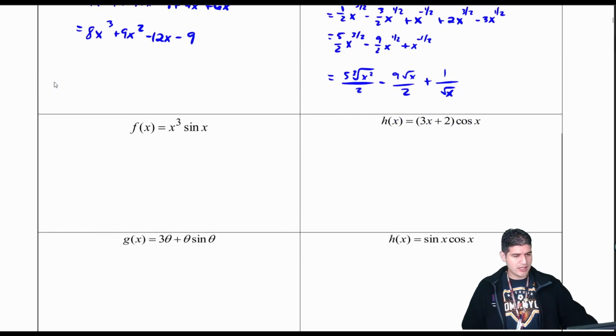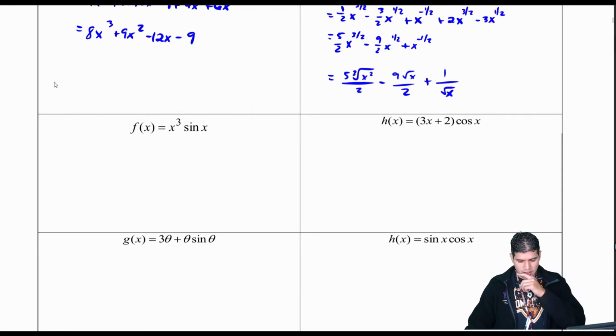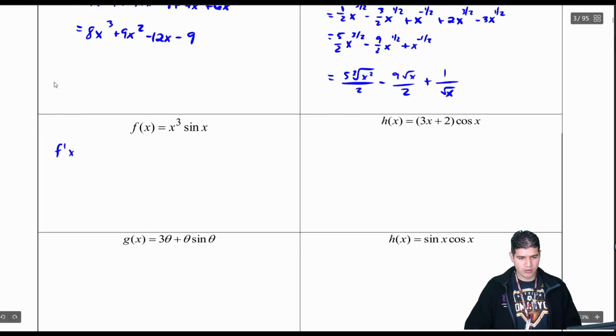All right, moving on here to our third problem. I have f of x equal to x cubed times sine of x. So let's take our derivative real quick. So it's going to be the derivative of the first, so 3x squared, times the second, plus the first, so x cubed, times the derivative of the second.